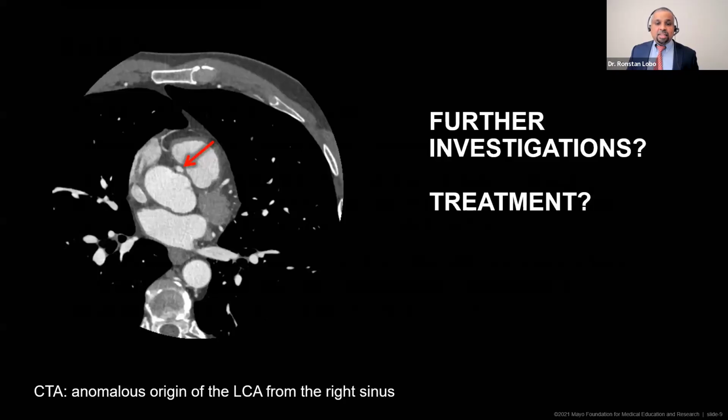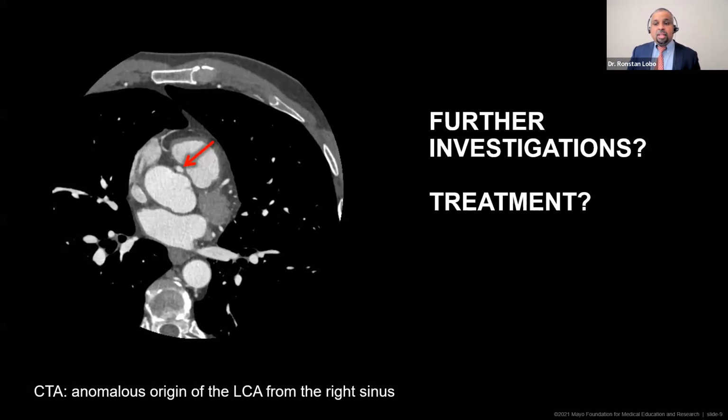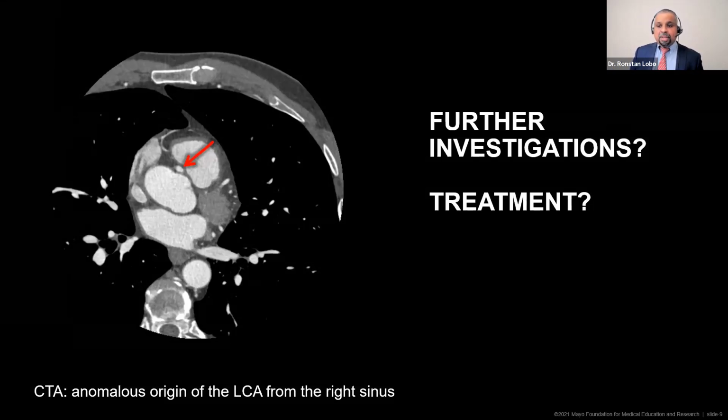Once again, here's the CT with the red arrow pointing to the anomalous artery, and you can see it's between the pulmonary artery and the aorta. Again, what further investigation should be done, and what treatment, if any, should be offered? So please consider these cases, and we will come back to them later to discuss the outcomes of each case.